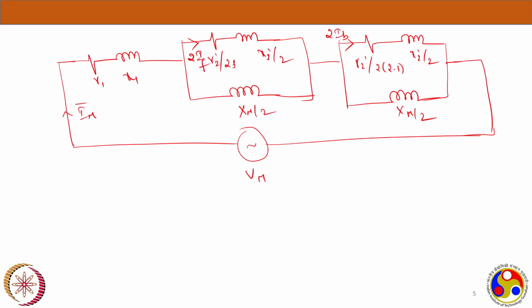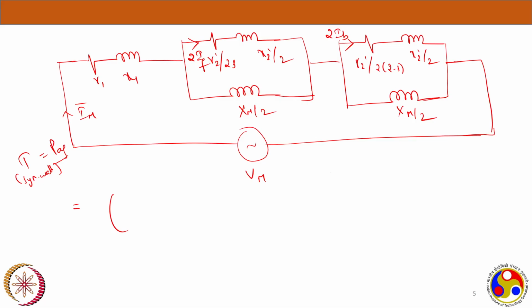So if you see this torque equation here, torque in synchronous watts is nothing but air gap power, because torque is equal to PAG by 2 pi ns, which is in synchronous speed. So torque in synchronous watts is nothing but air gap power. So I'm writing it here. 3 I2 square R2 dash by S is the air gap power.